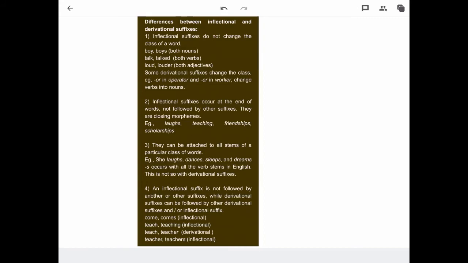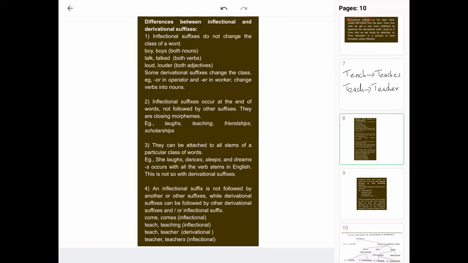Teach, teaching. Again, ing, that's an inflectional suffix. Teach, teacher. That is a derivational suffix. Teacher, teachers. So again you have added an inflectional suffix along with that derivational suffix. There, S is the inflectional suffix. Hope it's clear to you.